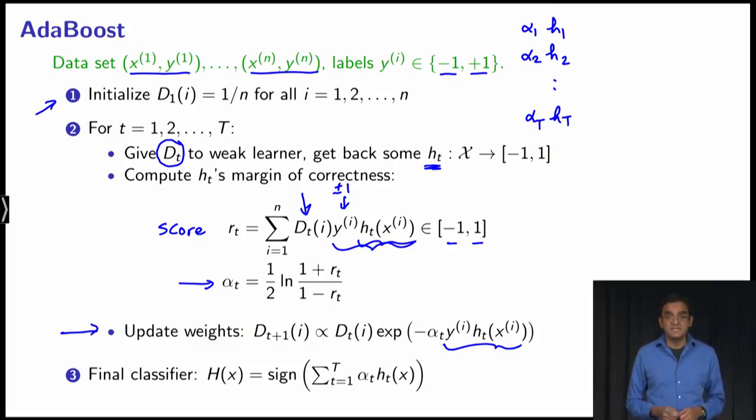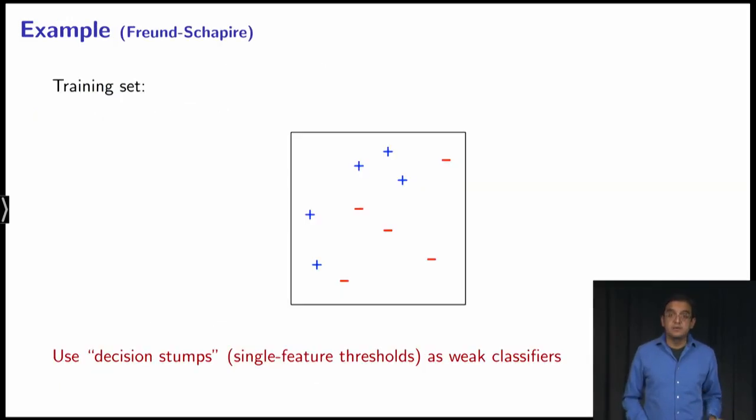The final classifier at the end of the day is the weighted majority of all these individual classifiers. To predict the label of a point x, we evaluate this sum, alpha t times h sub t of x, and if it's positive, we predict plus 1. If it's negative, we predict minus 1. Quite simple. So let's see this at work.